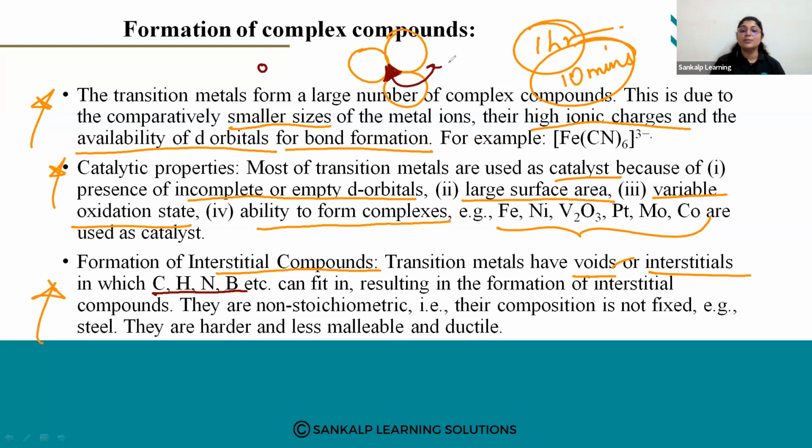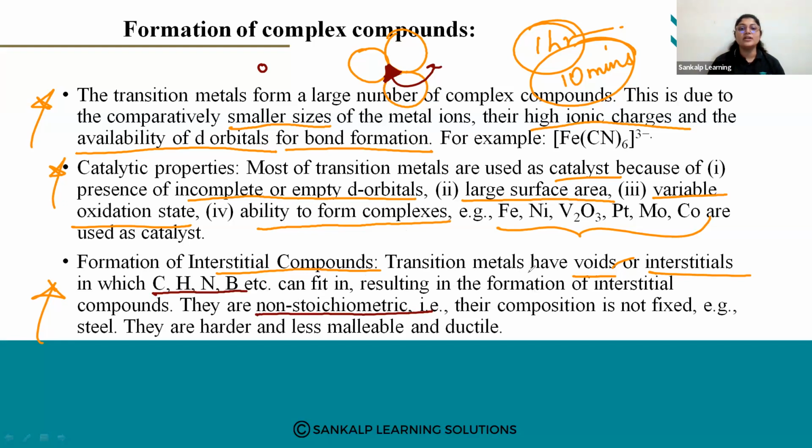of interstitial compounds. So whenever transition metals, which are larger in size, have voids in between, these voids can be filled by atoms such as carbon, hydrogen, nitrogen, boron. They can fit in this, and they result in the formation of interstitial compounds. These are called non-stoichiometric, that is, their composition is not fixed. How many atoms are fitted into the voids is not fixed, so it is called non-stoichiometric.